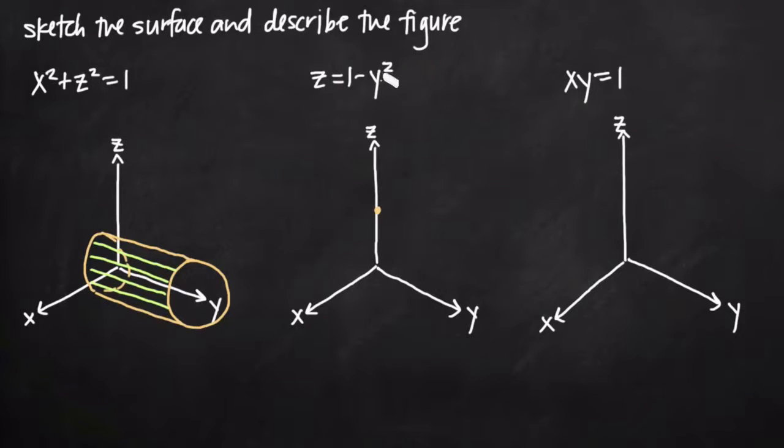And that's true for every positive negative pair that we pick for y. So y equals 2 and negative 2 are going to give us the same z values. Y equals 3 and negative 3 are going to give us the same z values. So there's a pair of y values that'll produce the same z value for us every time.